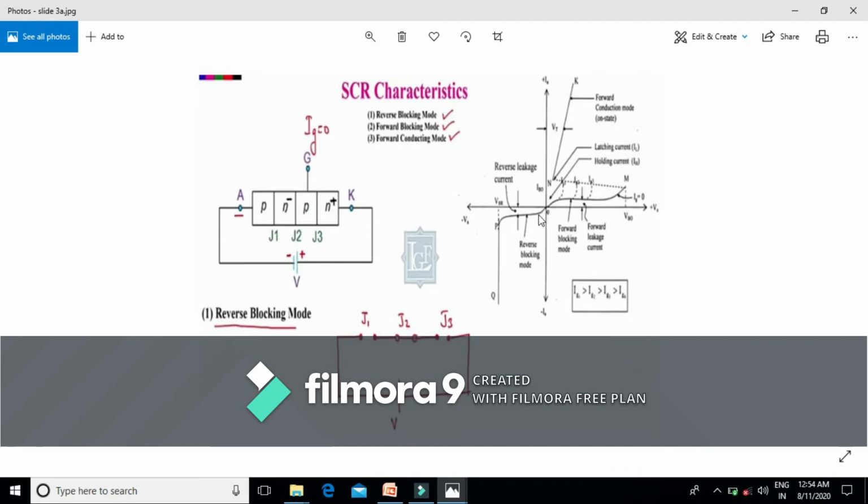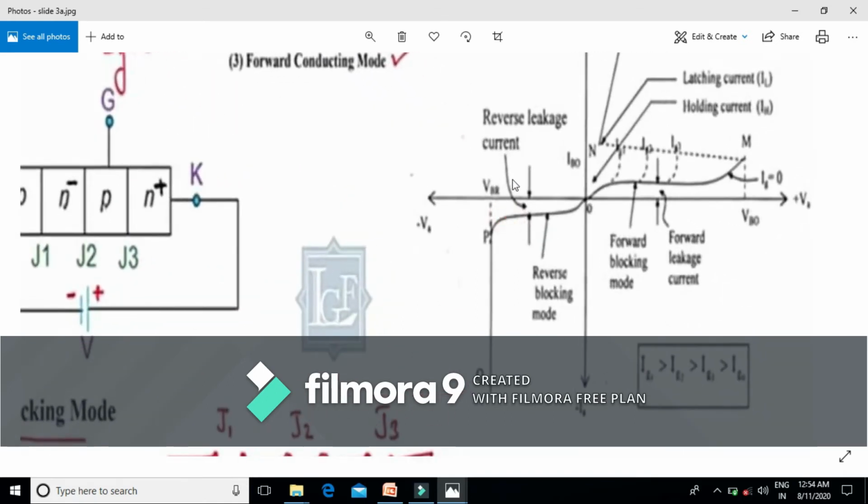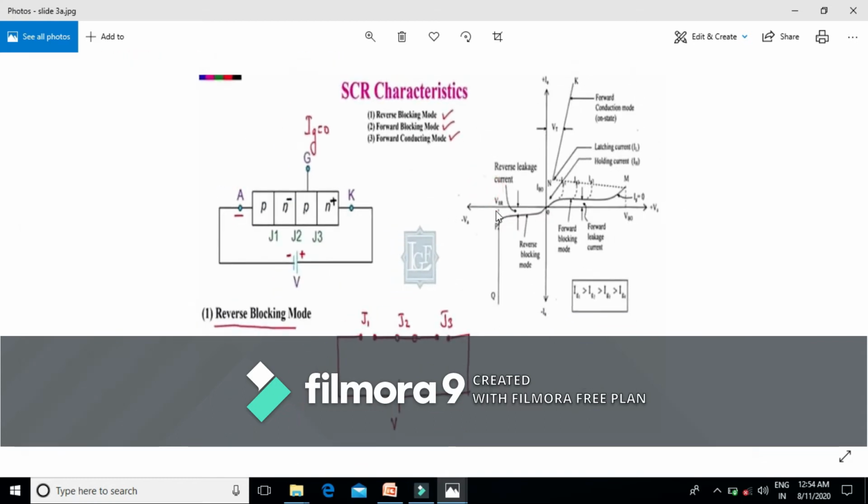And this current we call the reverse blocking current. This voltage is called VBR, the reverse breakdown voltage, and this mode we call the reverse blocking mode. In this mode, the SCR remains in the off state.